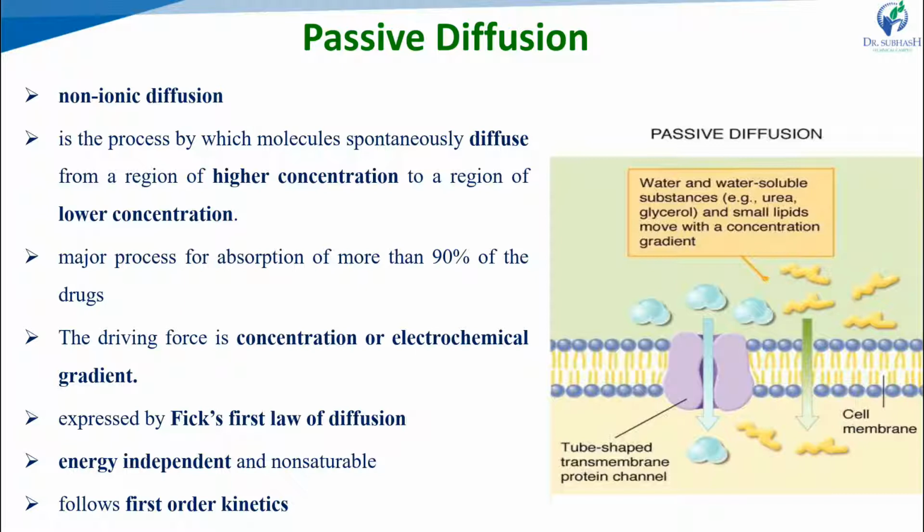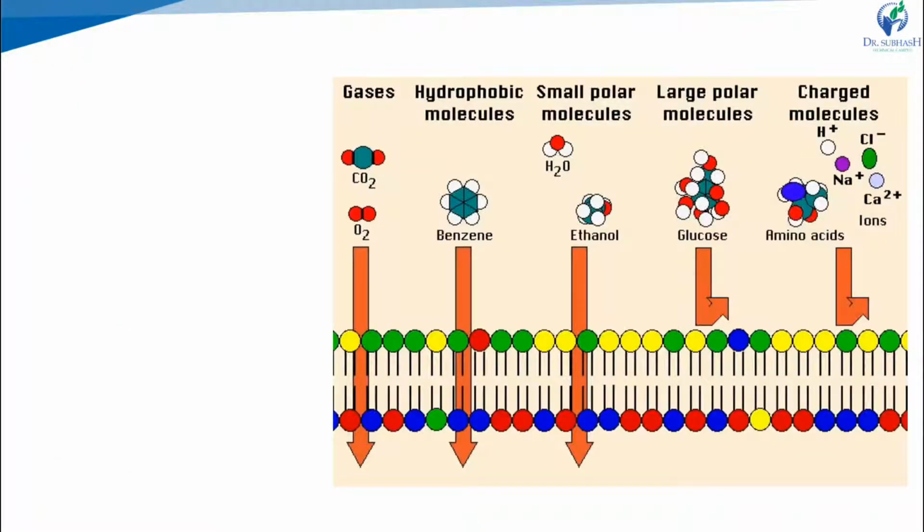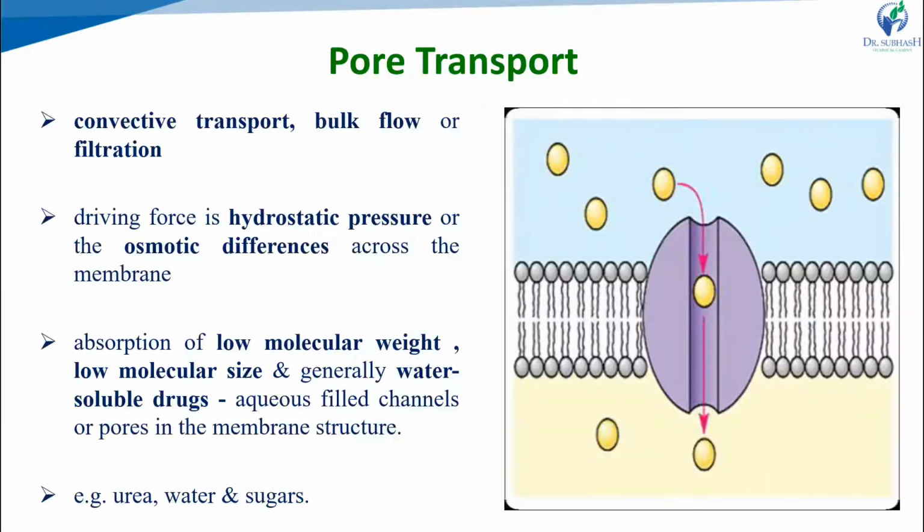The unionized form of the drug crosses the cell membrane easily, and the third criterion is low molecular weight size. In the figure we can see that gaseous molecules easily cross the cell membrane. Hydrophobic molecules, meaning lipophilic or less water soluble compounds, also easily cross the cell membrane. Small polar molecules that are water soluble, with small molecular weight, are easily crossed by passive diffusion. Large molecules, or water soluble and charged molecules, meaning ionized drugs, do not cross the cell membrane by passive diffusion; they cross by other mechanisms.